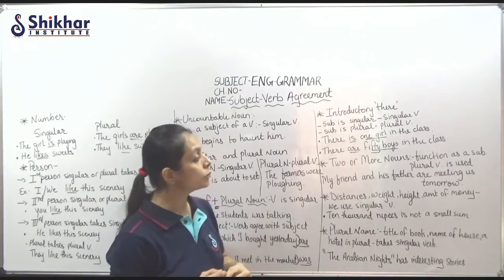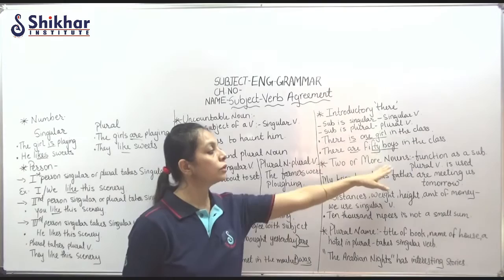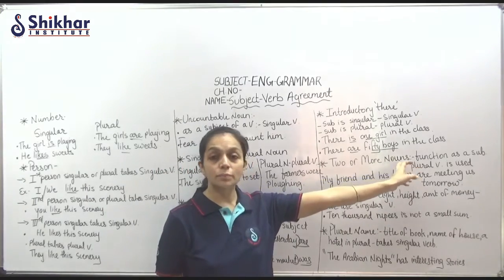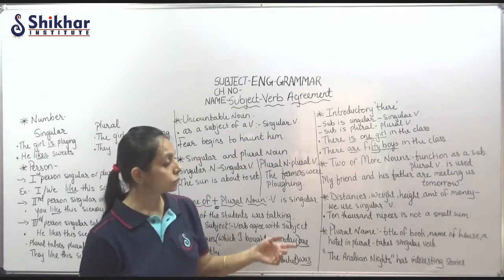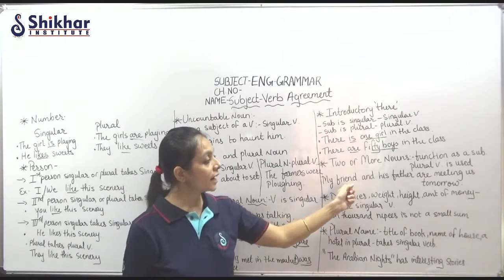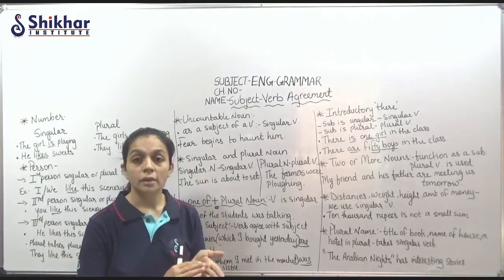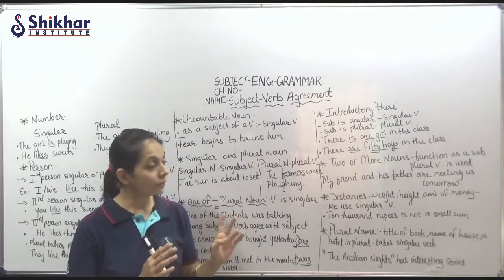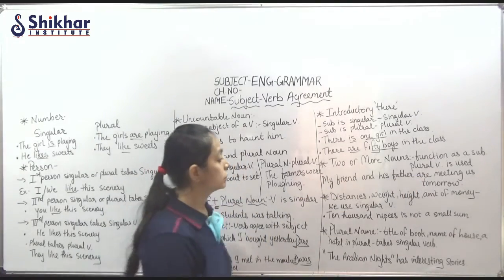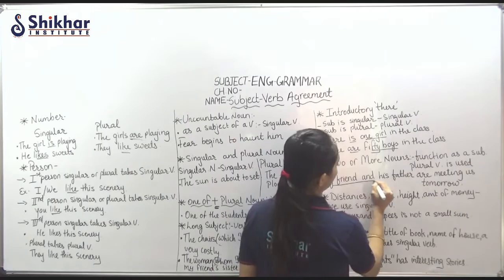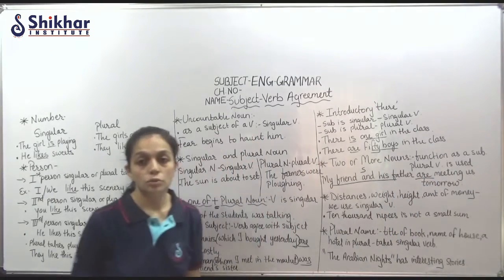Then, when two or more nouns are used in a sentence, they function as a subject. Then obviously your verb is plural because you are talking about more than one person. My friend and his father. So we are talking about my friend and his father, two people. Are meeting us tomorrow. Understood? This is your subject. My friend and his father are meeting us tomorrow.